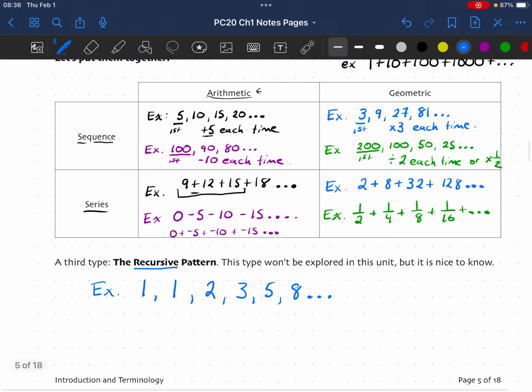All right, so by the end of this video, you should know what an arithmetic sequence is, what an arithmetic series is, what a geometric sequence is, and what a geometric series is. You should also know what recursive sequences are and be able to give examples of each one. Right? And that's all for this page.